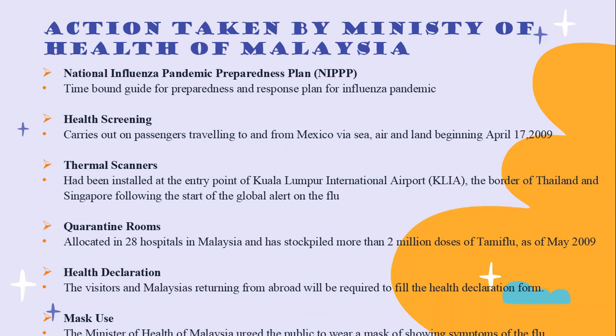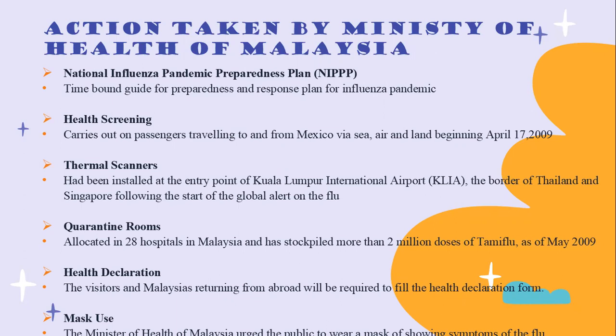The thermal scanners had been installed at the entry points of Kuala Lumpur International Airport, KLIA, and the borders of Thailand and Singapore, following the start of the global alert on the flu. They also provided quarantine rooms. Around 28 hospitals in Malaysia are allocated for quarantine, and they have stockpiled more than 2 million doses of Tamiflu for safety purposes as of May 2009.